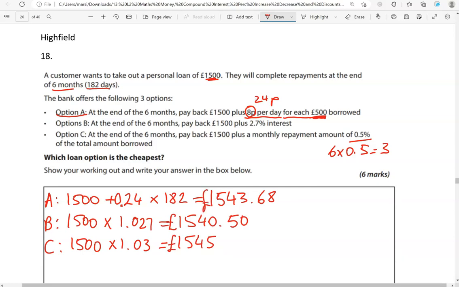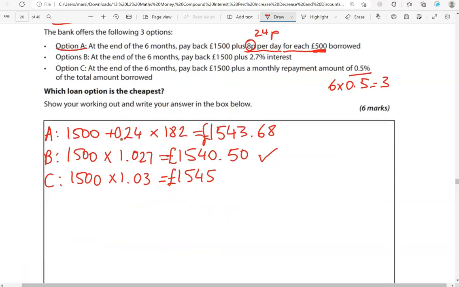Which one is the cheapest? So £1,540 and 50 pence is the cheapest. So that is option B.